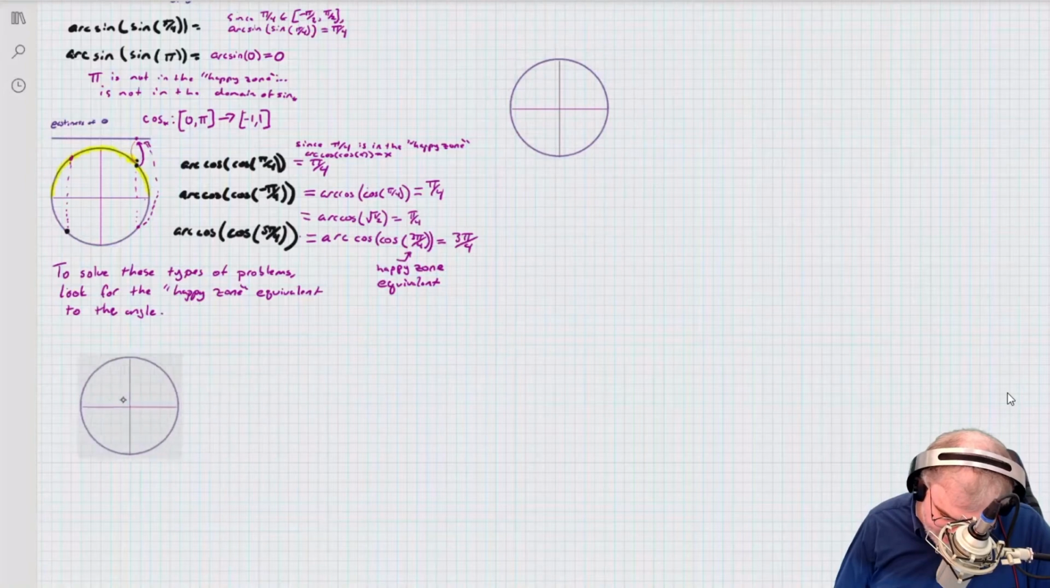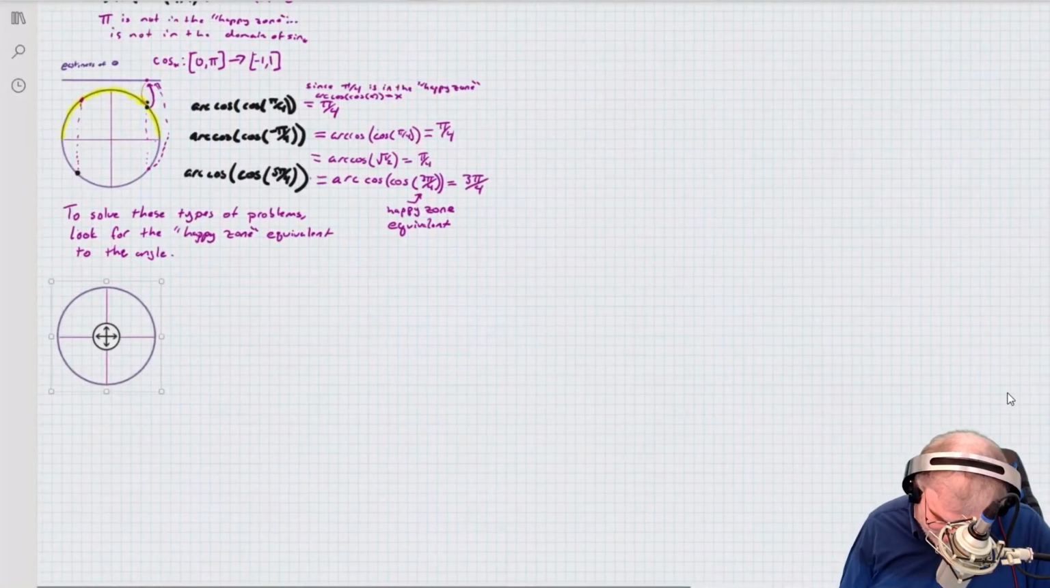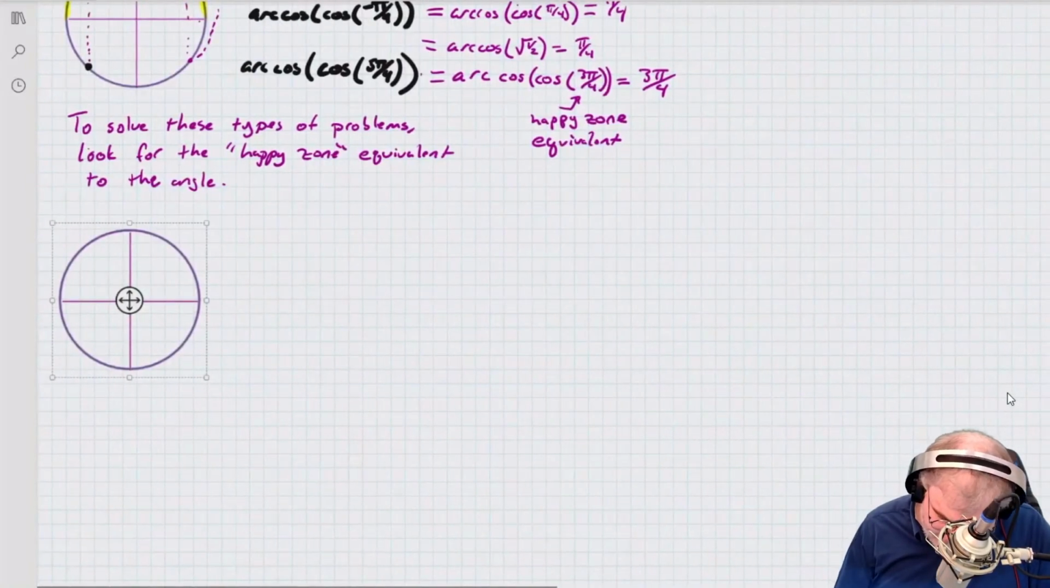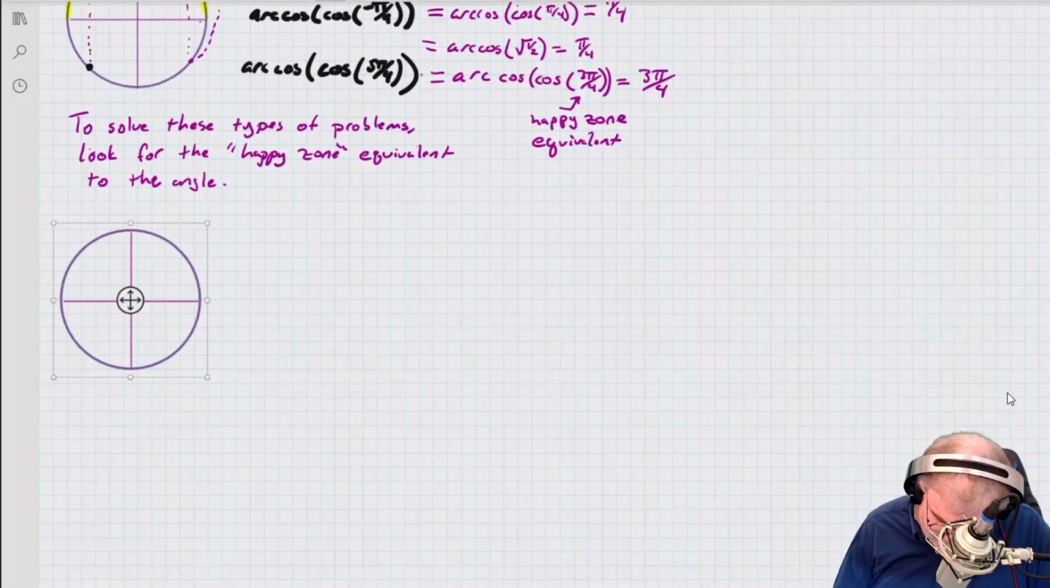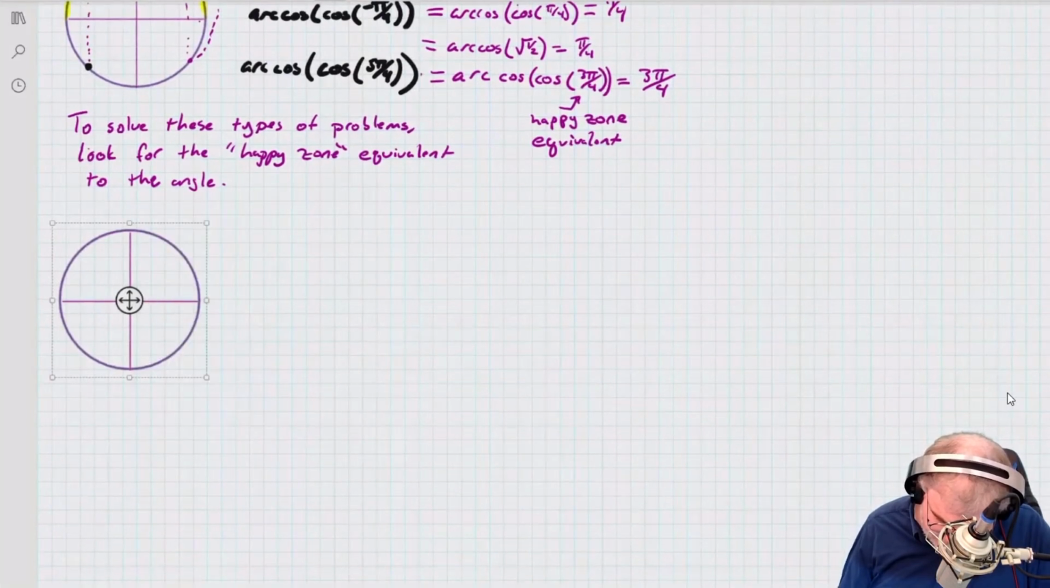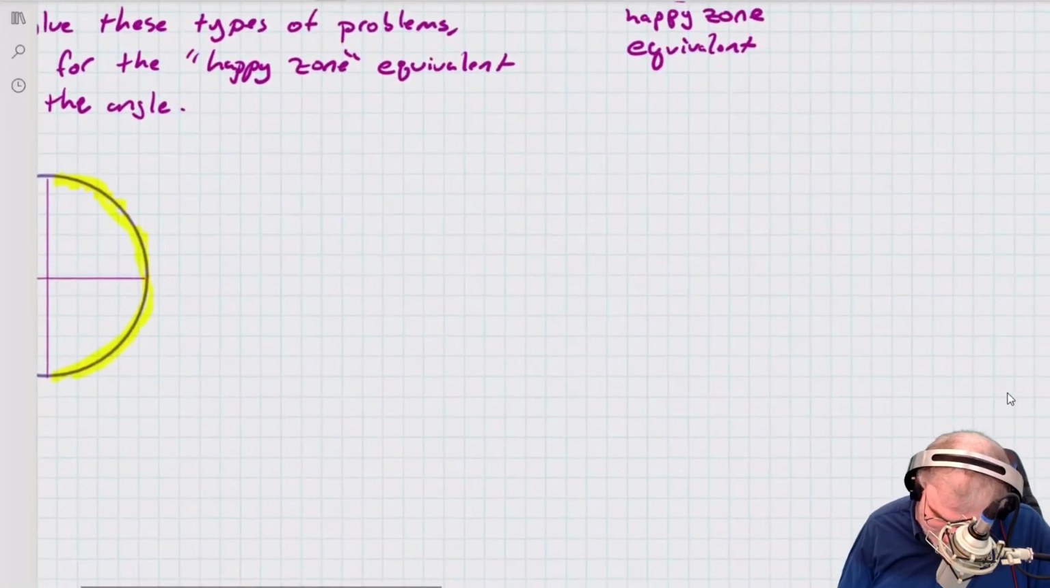Okay, tangent's happy zone is right here. Tangent's happy zone is from, if I do this, will it? Nope. It's not going to let me do anything. Tangent's happy zone is right here. It's the same as sine's, except it doesn't include the endpoints.